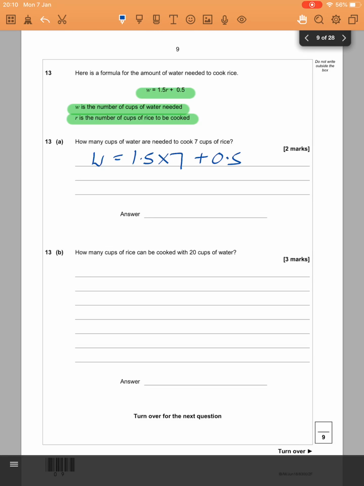Part B, how many cups of rice can be cooked with 20 cups of water? So this time we're given that the cups of water, there's 20 of them. So we know 20 is equal to 1.5 times R plus 0.5. And you now have an equation to solve there to find out the number of cups of rice that are being cooked.